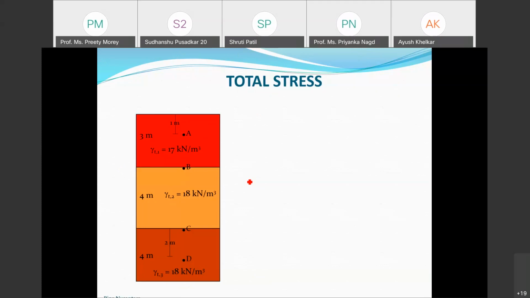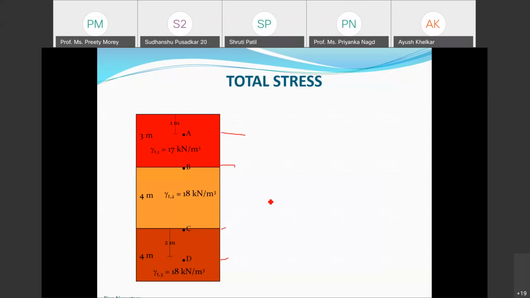Say this is a three-layer soil, with the thickness of the first layer 3 meters, the second layer 4 meters, and the third layer again 4 meters. The unit weights of these soils are different: the first layer is 17, the second layer is 18, and the third layer is again 18. I have to find the stress at point A, point B, point C, and point D.